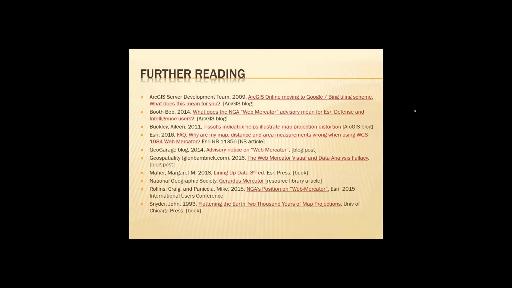Okay, so I have a slide here with some further reading. A lot of the things I had slides reference some of these useful sources. One I want to point out is a book by Margaret Mayer from Esri Press called Lining Up Data, 3rd edition. It's actually a very good way to learn about coordinate systems and how to solve specific problems that come up with them. And of course, John Snyder's great book on flattening the Earth, 2,000 Years of Map Projections. It's a real masterpiece and quite a really awesome, interesting book.